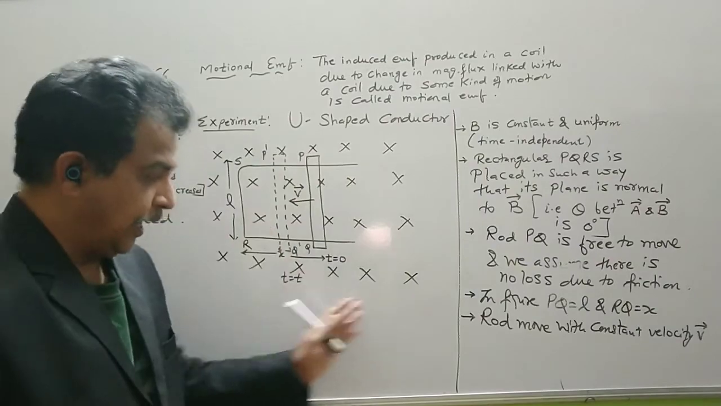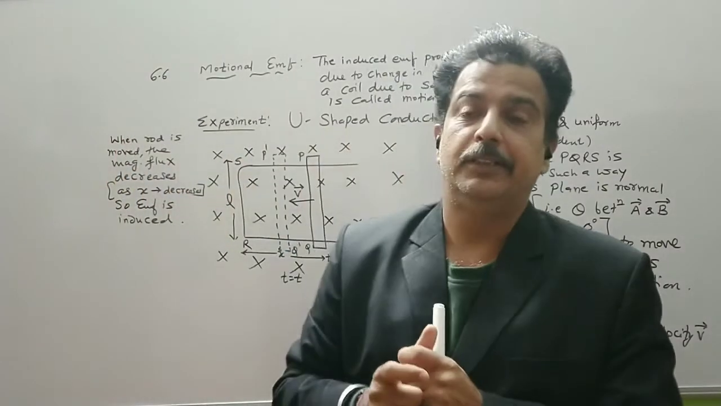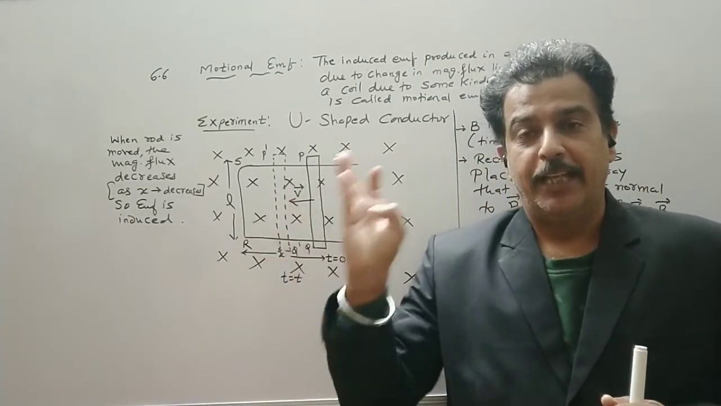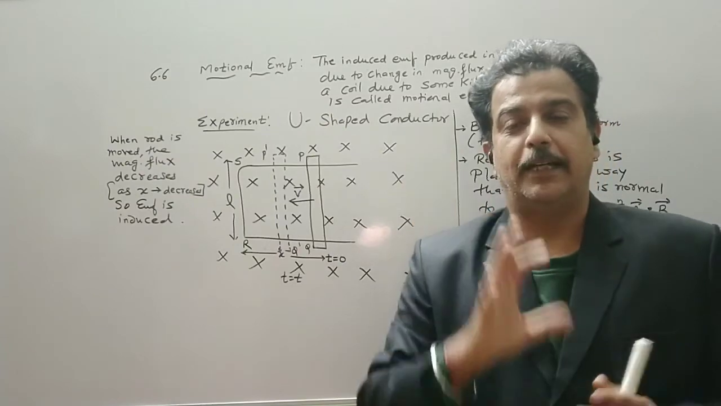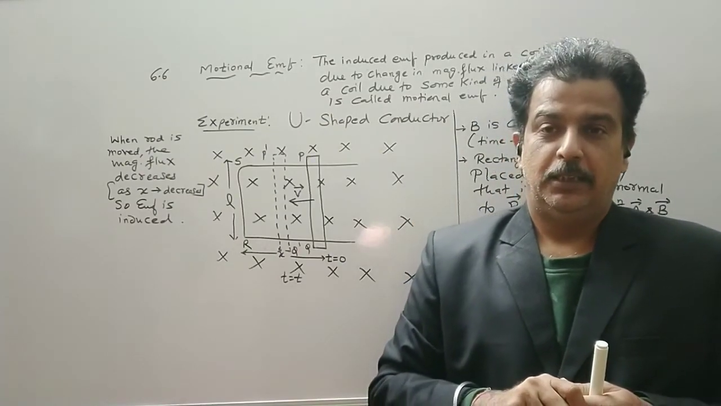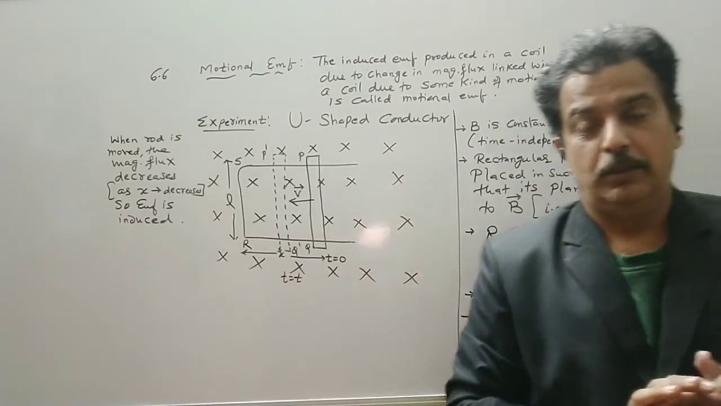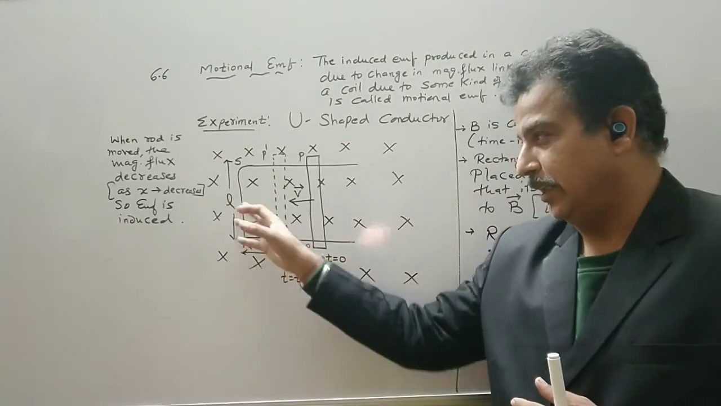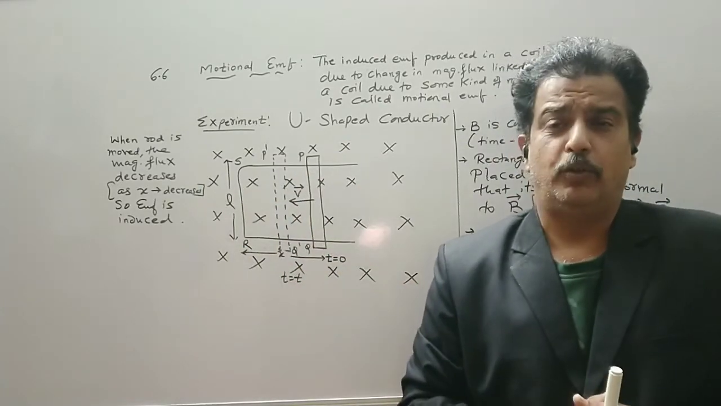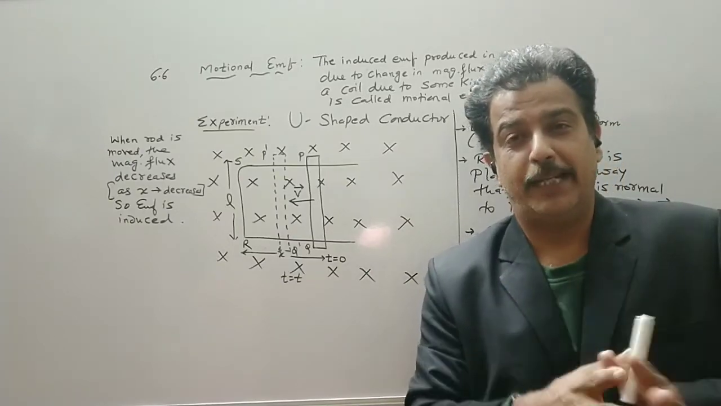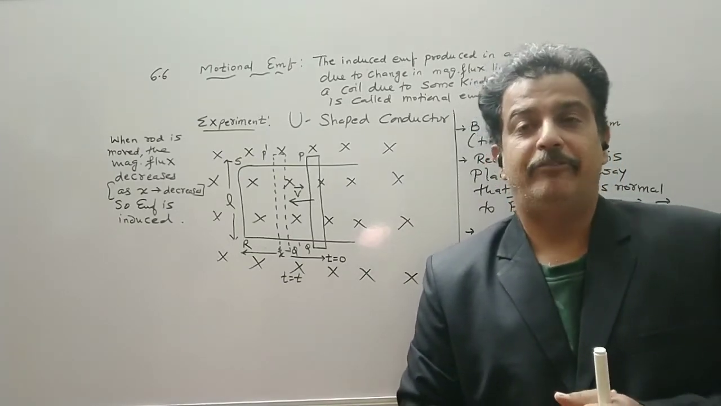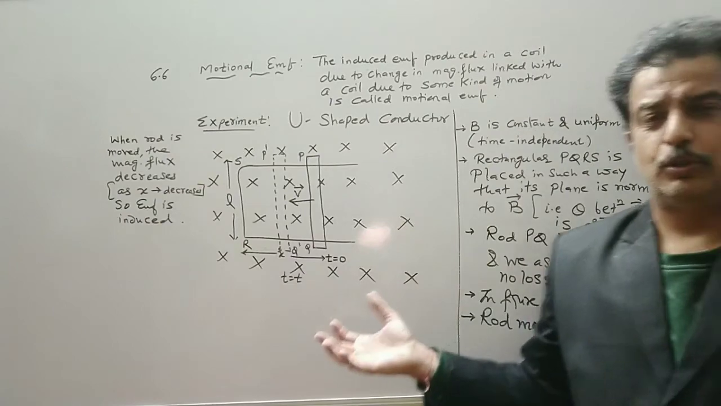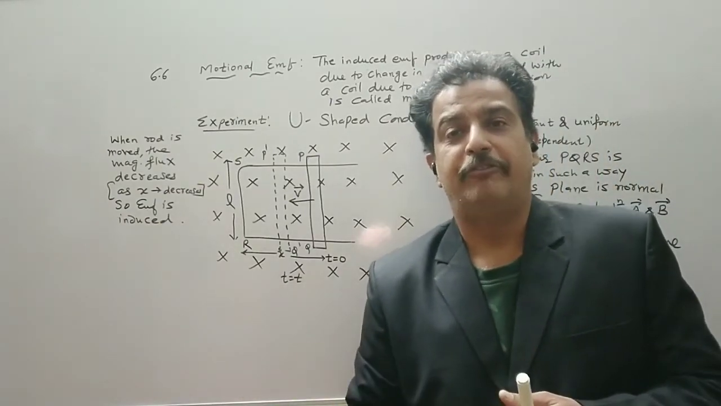So in this experiment, whatever formula we derive, you have to remember B, V and L. All three are perpendicular to each other. We have three variables, B, V and L. Variable means unknowns. If any two of these are parallel to each other, then EMF will not be induced. That is also understood with the help of the formula.